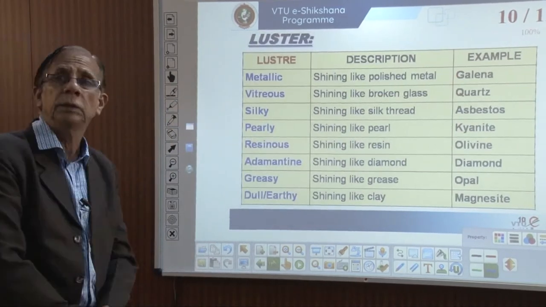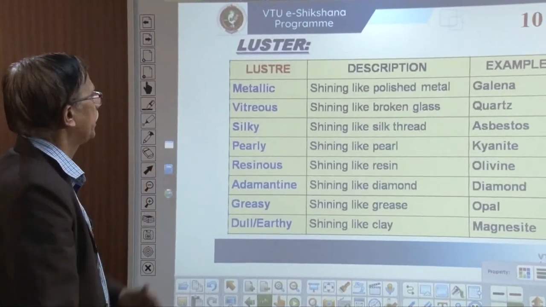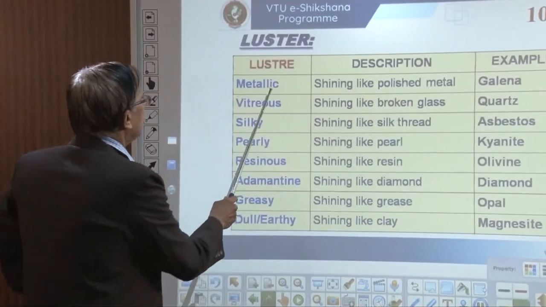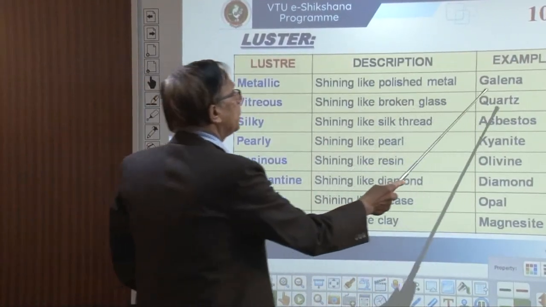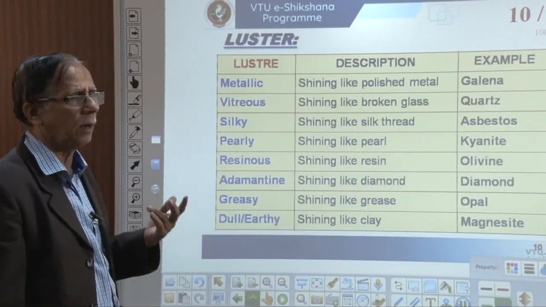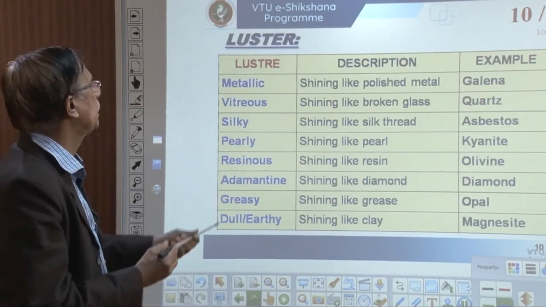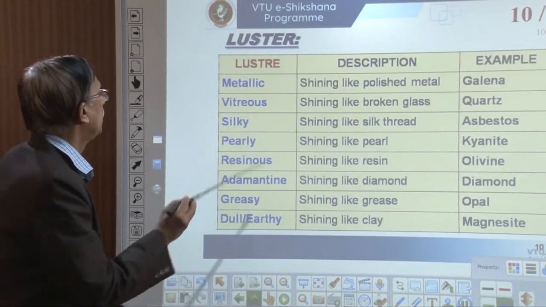Yes, luster we have mentioned, different shining property. So metallic luster we call, like polished metal, they shine, galena, pyrite, etc. are some minerals which have this kind of shining, we call metallic luster.